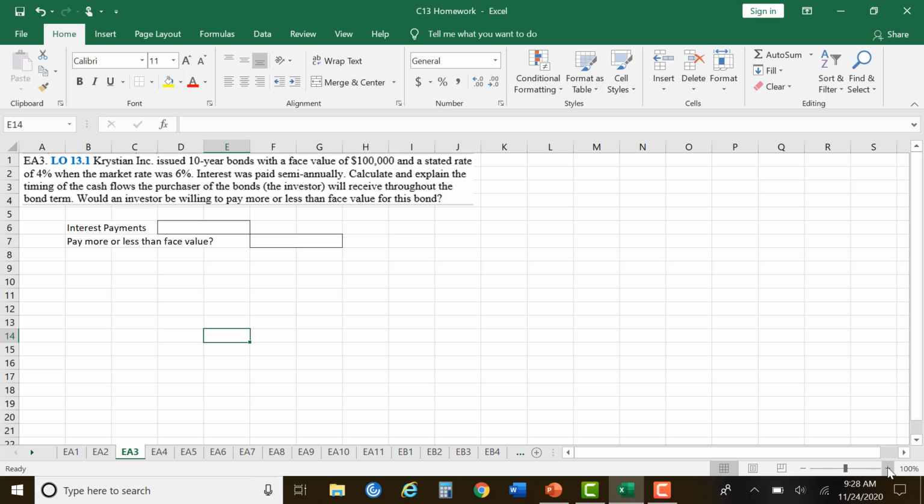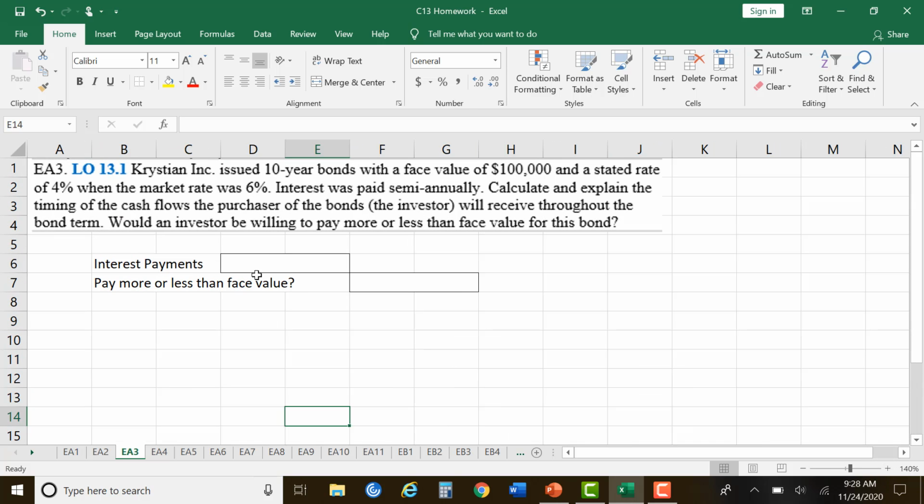For 3, we have: Christian Inc. issued 10-year bonds with a face value of $100,000, a stated rate of 4% when the market rate was 6%. Interest was paid semi-annually. Calculate and explain the timing of the cash flows the purchaser of the bonds, or the investor, will receive throughout the bond term. Would an investor be willing to pay more or less for this bond?